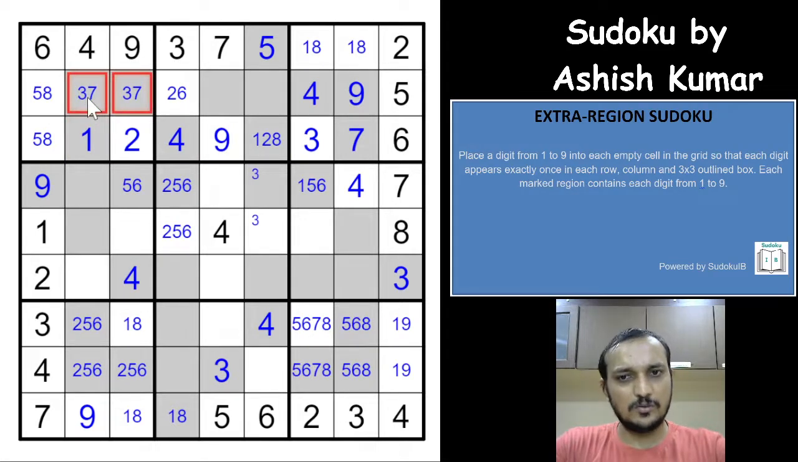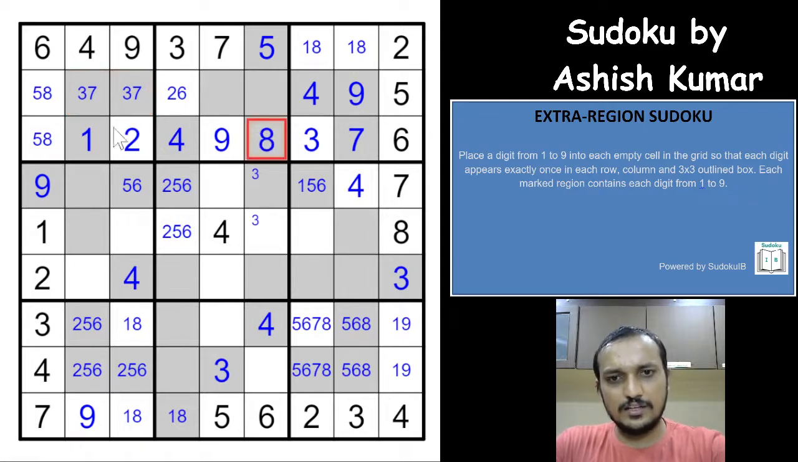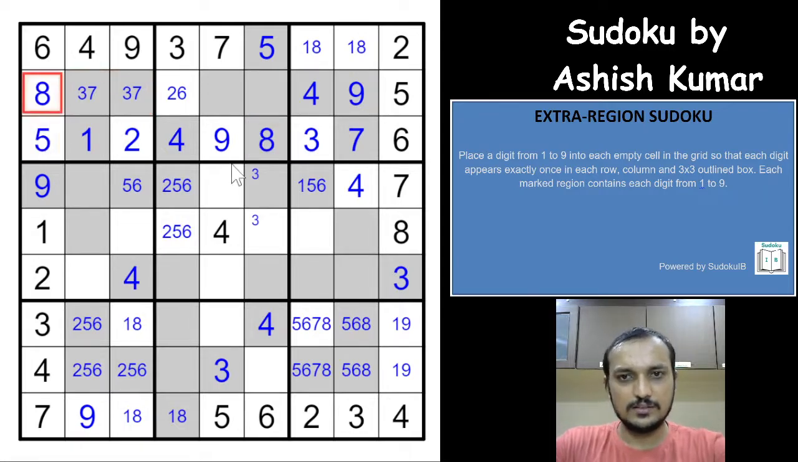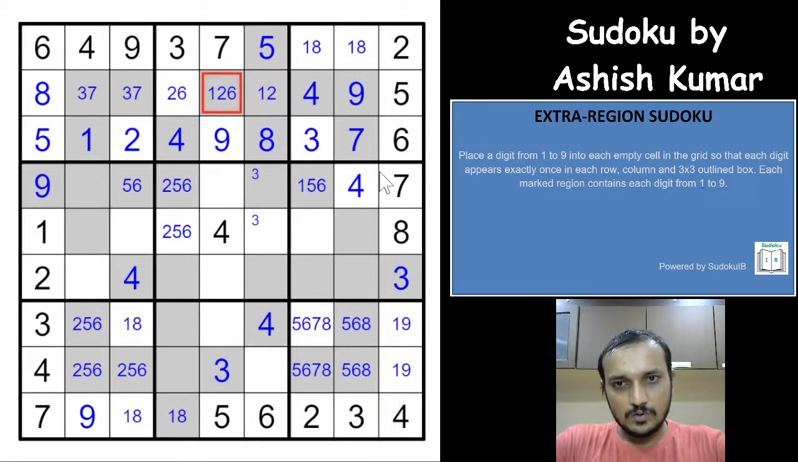So you have a 3 7 pair here, right? And this 1 and 2 gives you an 8 here. That gives you 5 and an 8 here, right? And which means these 3 cells are 1, 2 and 6, right? So this is 1 2, 1 2 6, and this 5 eliminates 5 from this cell. So this is 1 6. So you have a 1 2 6 triplet in this region as well.